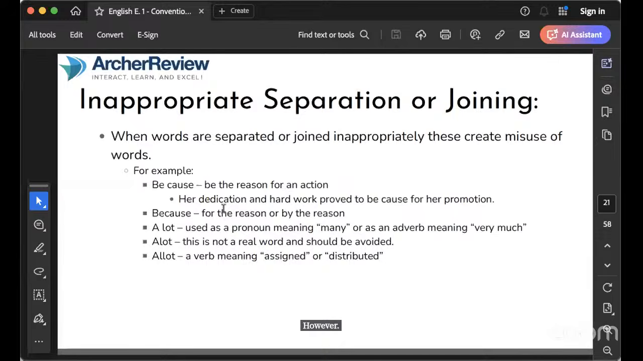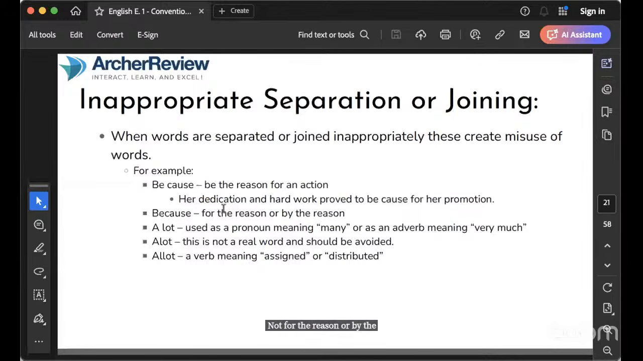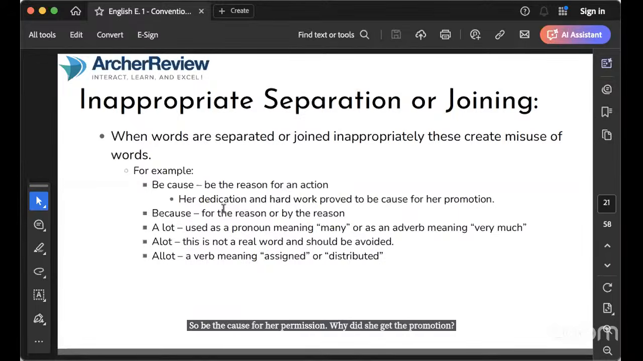However, if you take that word and you separate it and you have "be cause," this means being the reason for an action, not for the reason or by the reason, but being the reason. So her dedication and hard work proved to be cause. So it's kind of like you're saying be the cause of or for her promotion. That's how I remember it. Be, and then that space in my mind represents the word the. So be the cause for her promotion. Why did she get the promotion? Since she had dedication and she worked hard. So there's the difference there.